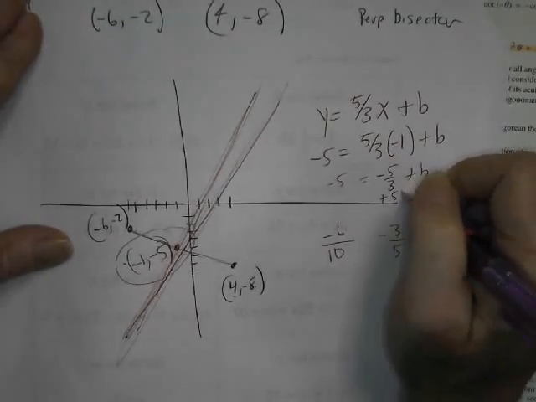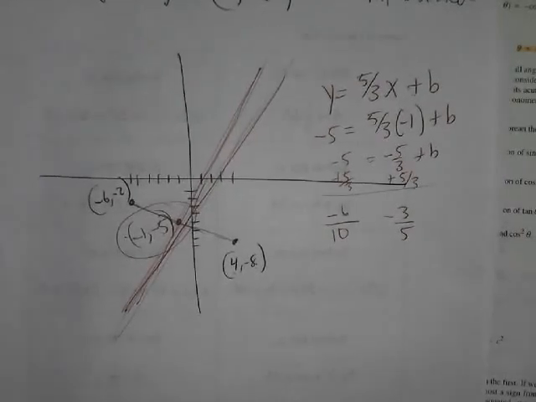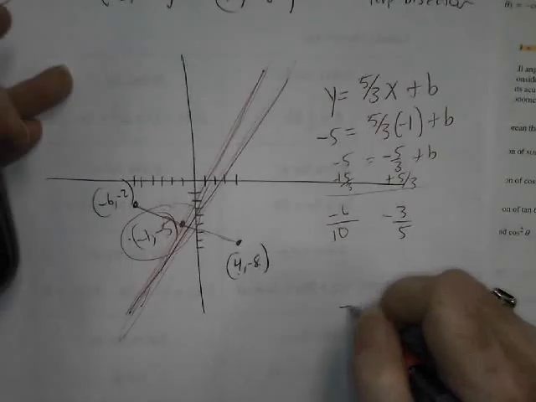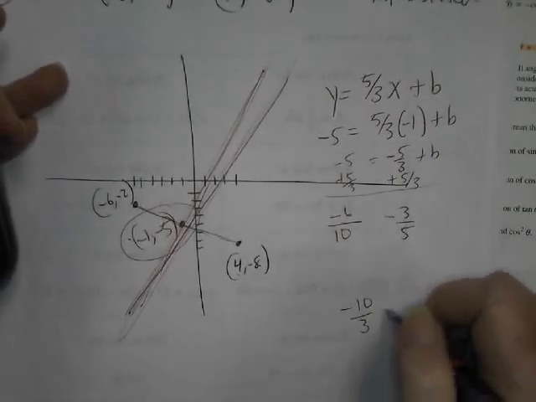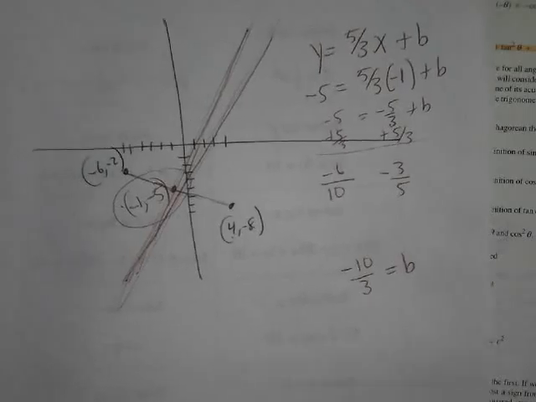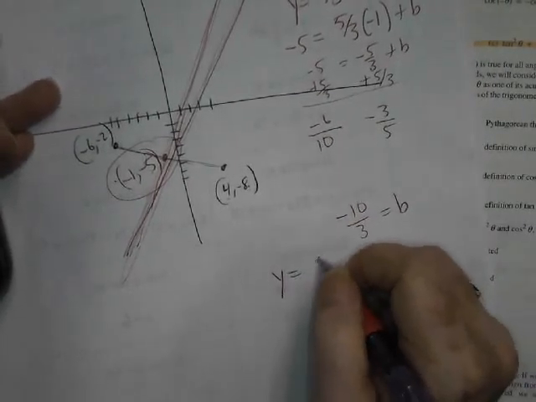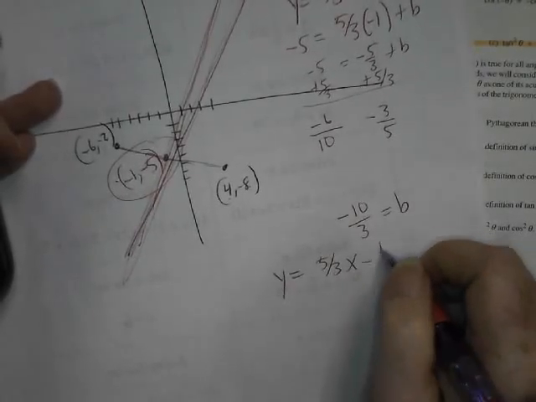So add 5/3. Oh, I don't know what 5 plus 5/3 is. I'm just going to ask my calculator. 10/3. Okay, so -10/3 is equal to b. Okay, so now we have a b and we have an m, and we're all good to go. We say y equals 5/3 x minus 10/3.